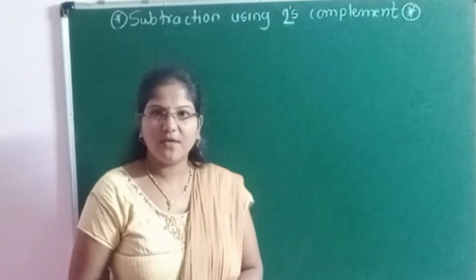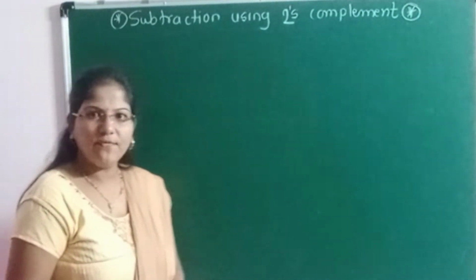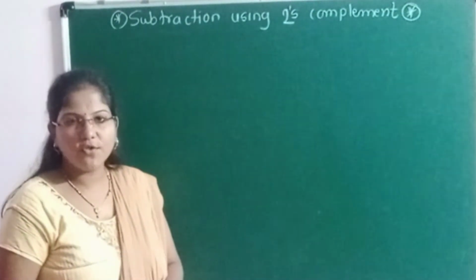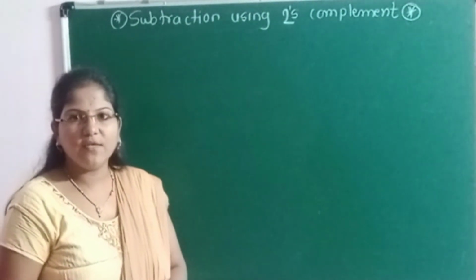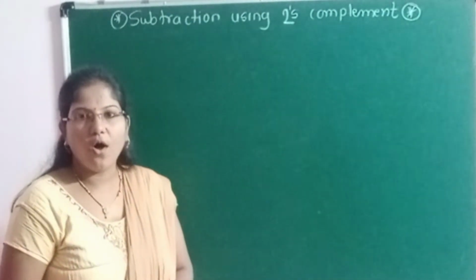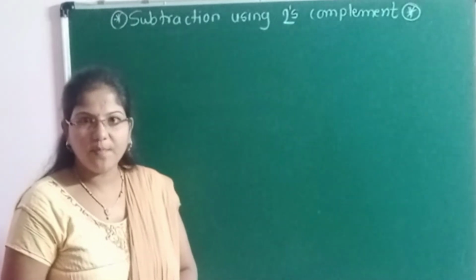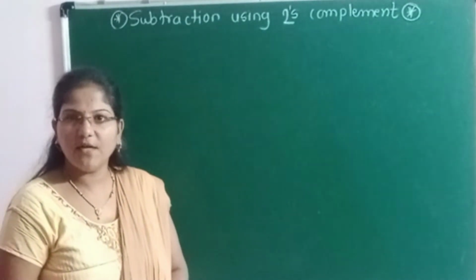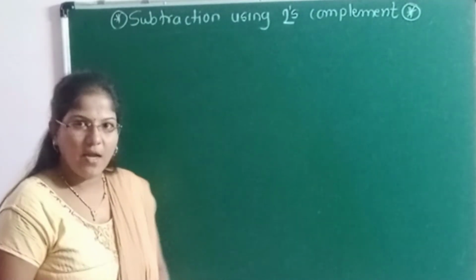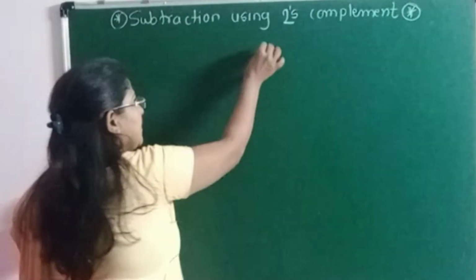So now let me start with the first example. Why first example? Because I am going to explain it with the help of two examples, because there are two possibilities for the subtraction result. That result can be either positive or negative, depending on which number is smaller and which number is greater. Now let me start with the first example.